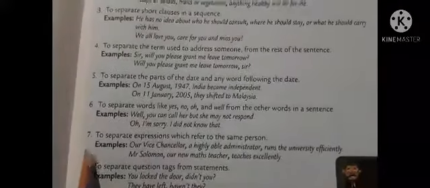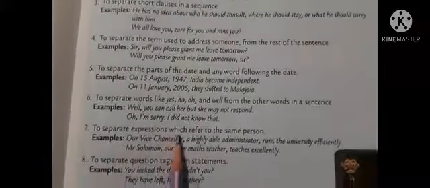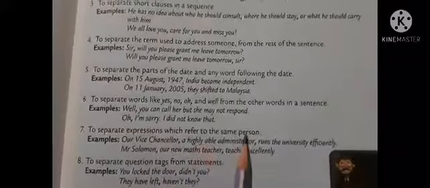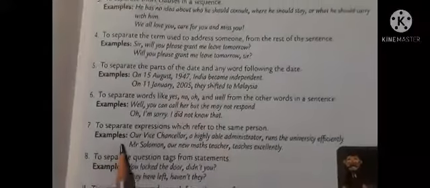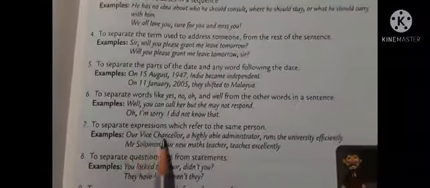Seventhly, we use comma to separate expressions which refer to the same person. For example, our Vice Chancellor, a highly able administrator, runs the university efficiently. Here we have used comma to separate the expression which refers to the same person.